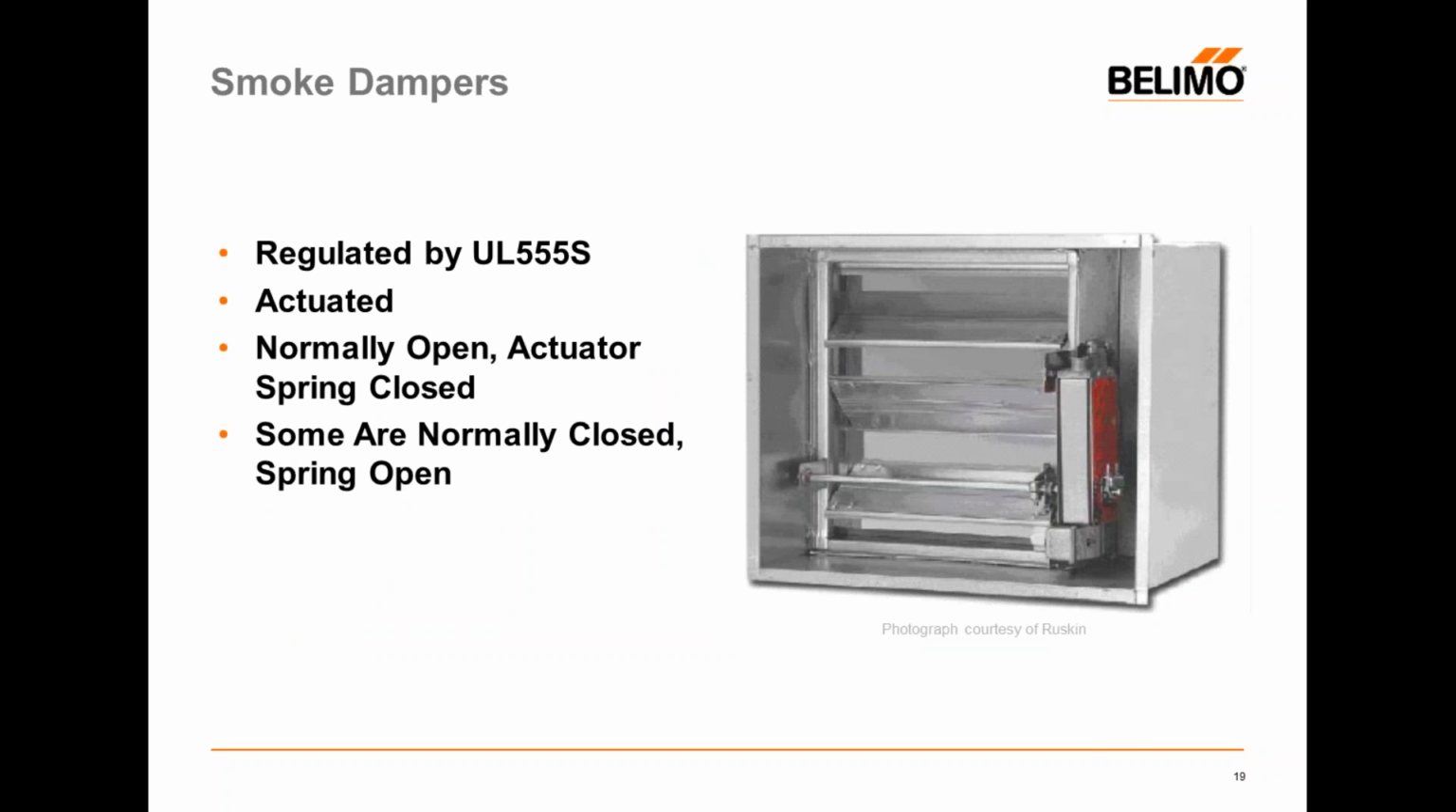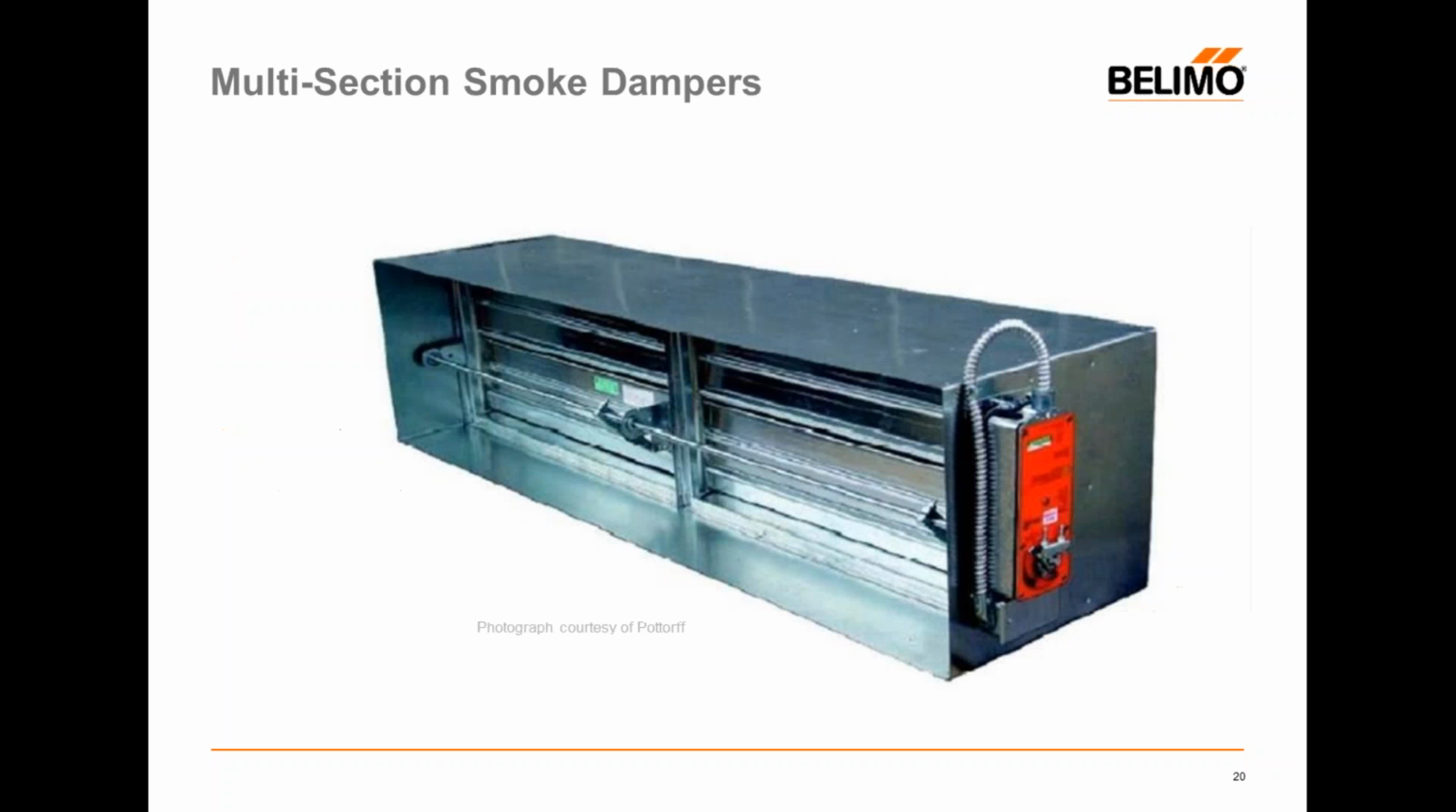Then we have a smoke damper. So this is a damper that is connected to a duct detector of some sort, and it is regulated, of course, by UL 555S for smoke. There will be an actuator on smoke dampers in all cases. The majority of smoke dampers are normally open, and the actuator will spring closed. However, in some cases, especially in engineered smoke control systems, possibly like that atrium example we saw a few slides earlier, we can have normally closed fire smoke dampers that spring open based on the application and the ventilation strategy.